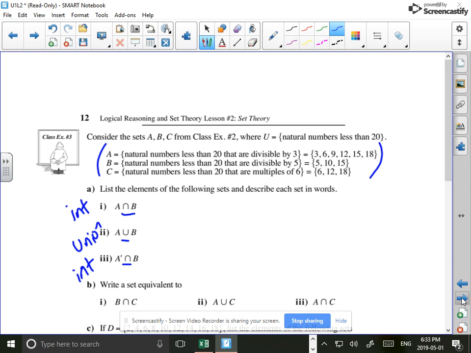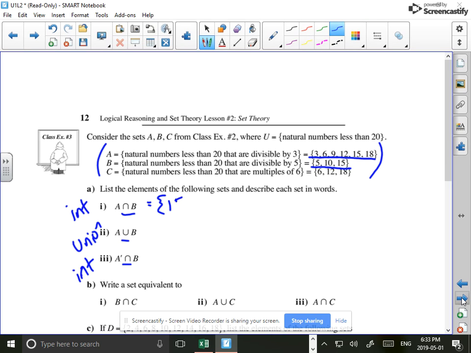All right, so we're going to list the elements of the following sets and describe each set in words. So where are A and B intersecting? Where are they the same? So A and B, we're looking at this one and this one. There's only one number there that is common for both of them?